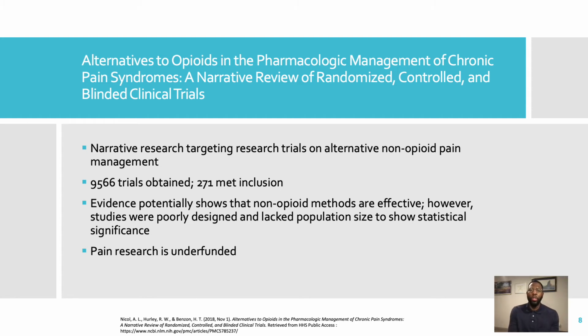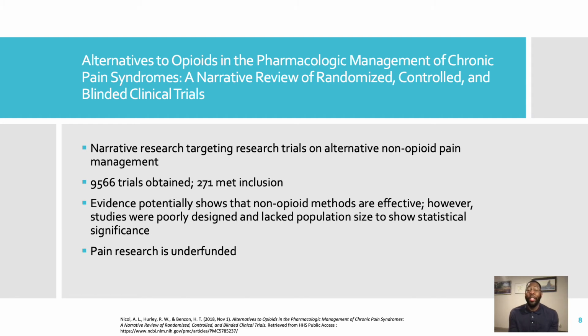There are a lot of trials that have tried to find non-opioid methods, so they say, but those turned out to not be specific, as far as how my research went as well. So we are really aligned there. There were 271 that met inclusion. However, their evidence showed that non-opioid methods are effective, but those trials were all poorly designed and they lacked population size to show statistical significance.